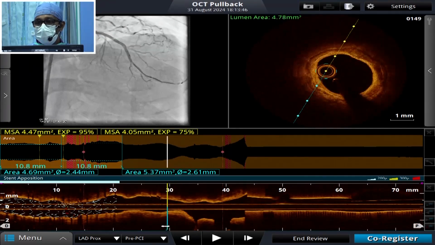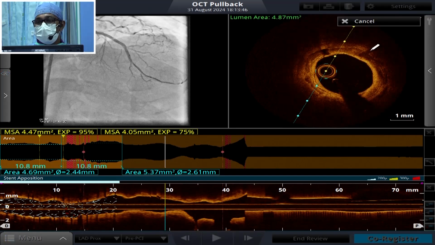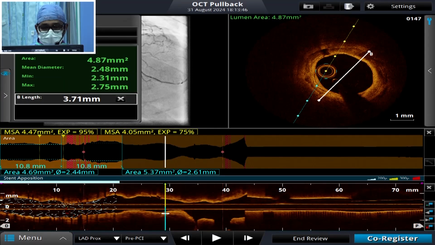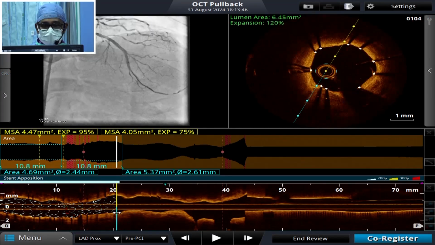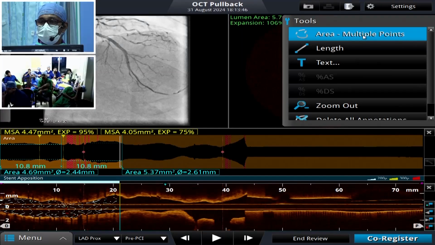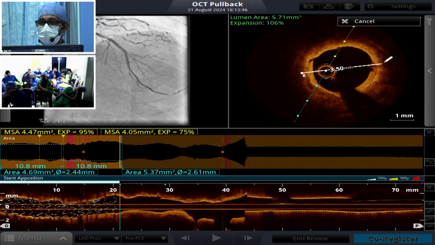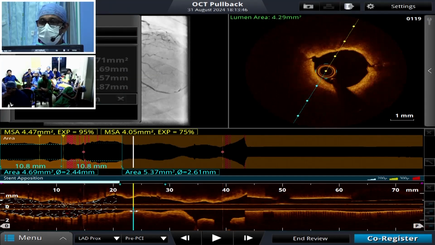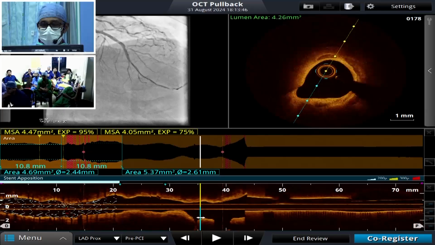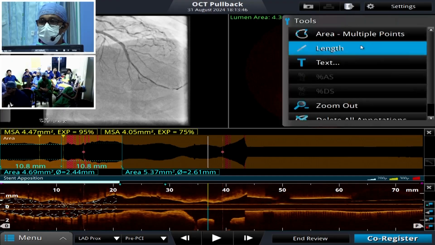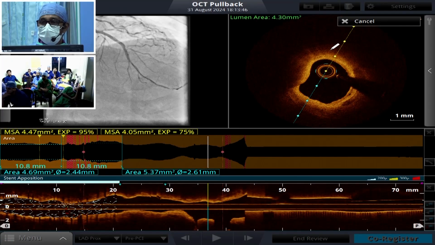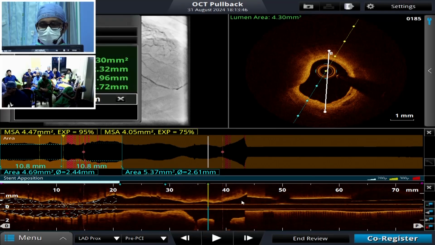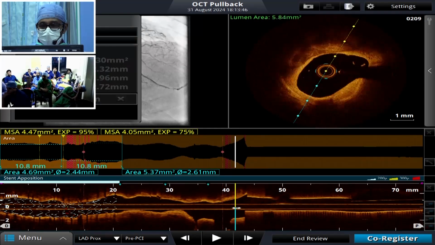Okay. These calcium should crack. It's not very thick calcium. It's almost 3.5 over here in the proximal LAD. Okay. Here again, if you look at the vessel size, it's almost 3.5. Do not be aggressive. We shouldn't be going more than 3.5. So here again, in this particular area also, the proximal LAD appears to be 3.5 or a little more than that.